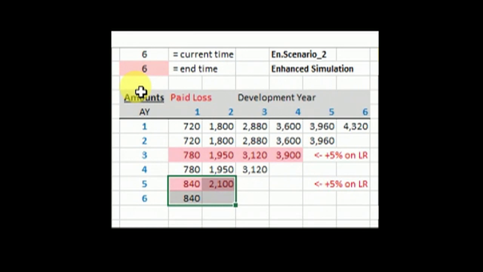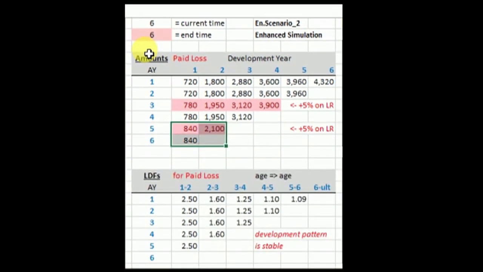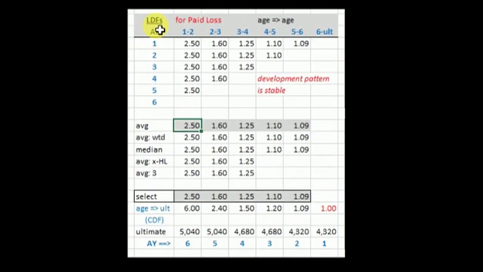Now, the key question is, how does this affect the LDFs? The answer is that it doesn't, which you might find surprising. The dollar amounts have changed from year to year, but the way they develop has not. If you look down each column in the LDF triangle, the LDFs are all the same. That means making your LDF selections is going to be very simple. Every column has the same numbers.